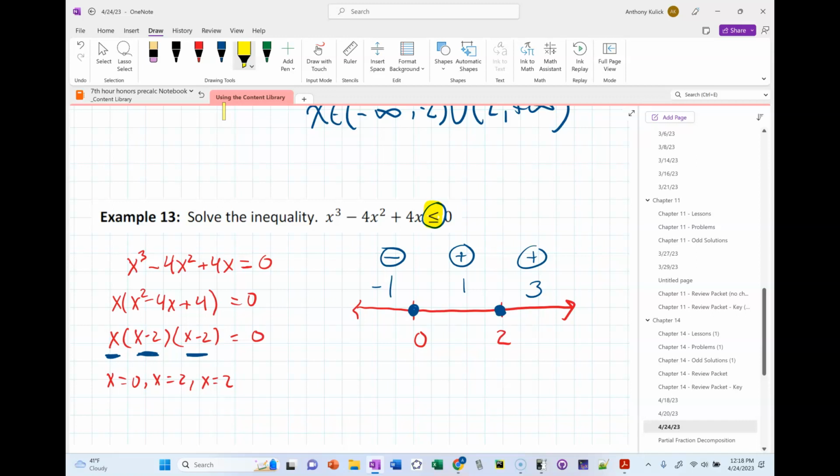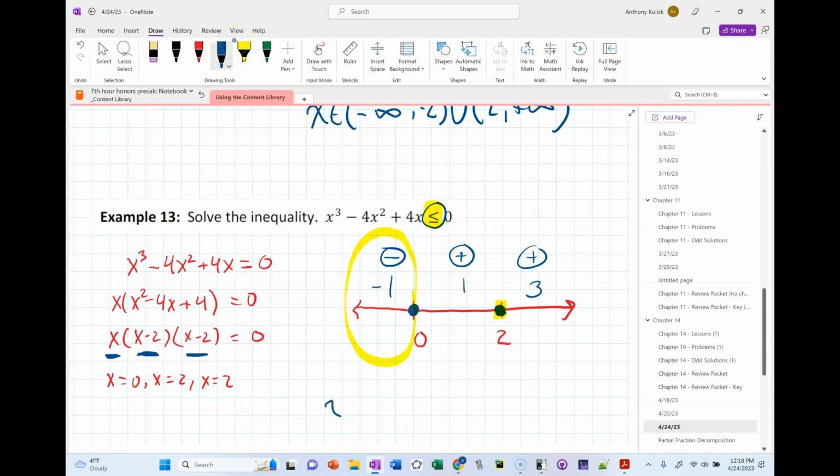When on the sign diagram, what parts of my sign diagram are we interested in? The negative part, right? Almost. Oh, I get it. What else do I need? The dot, the 0. Yeah. 2 also works, right? Everybody's okay with why? Because the function is equal to 0 at 2 also.